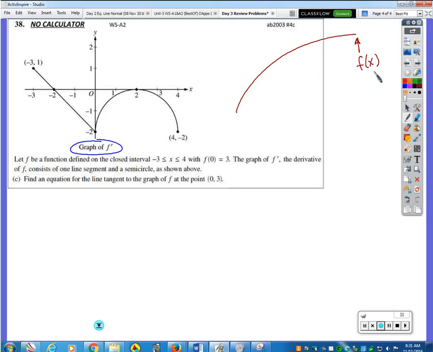The point of interest is 0, 3. So let's find the equation of the tangent line. So draw the tangent line. Immediately remember the formula for any line looks like this.